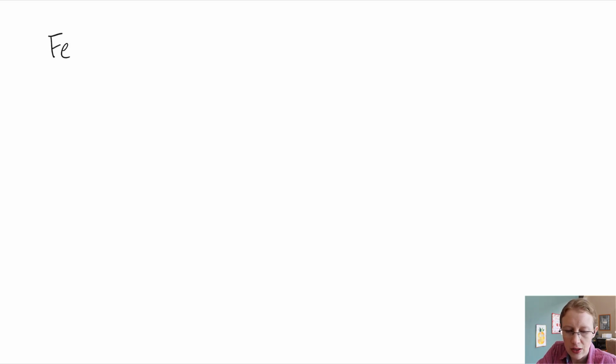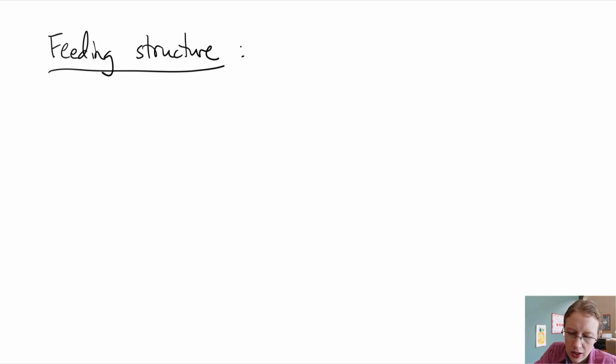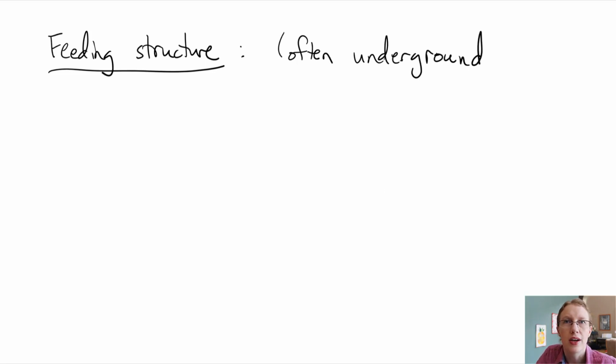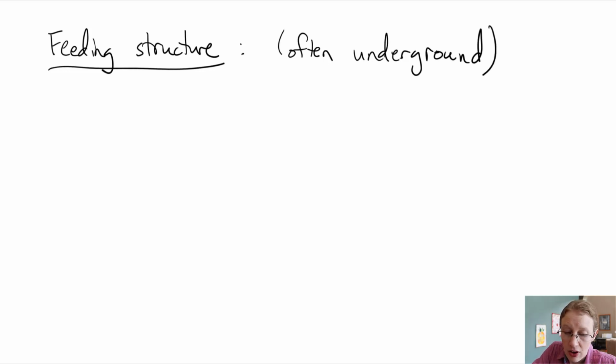Let's start with the feeding structure. The feeding structure of a fungus, again, is often underground. So usually we don't actually see it. It's underground, it's not visible. And the feeding structure is made of a network of filaments that are all interconnected, and those are called hyphae.